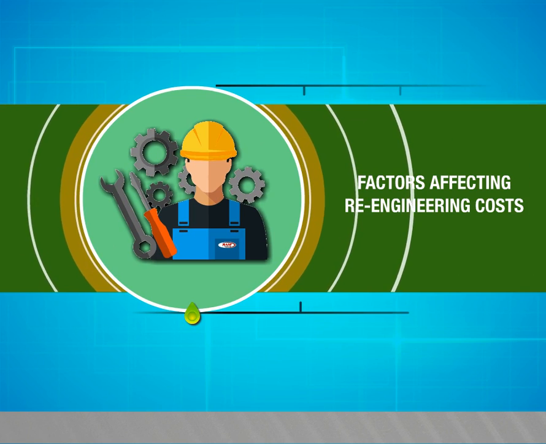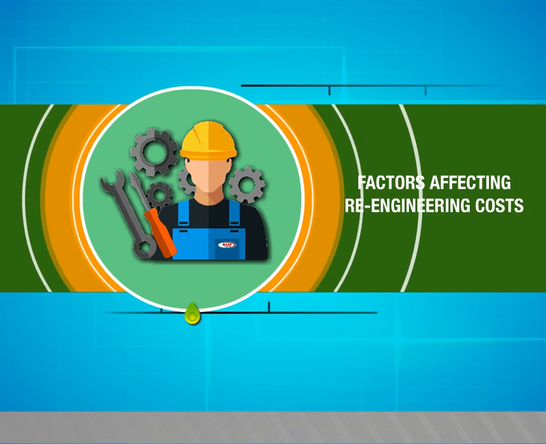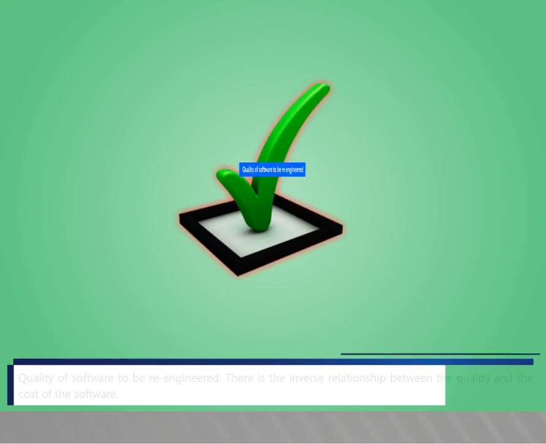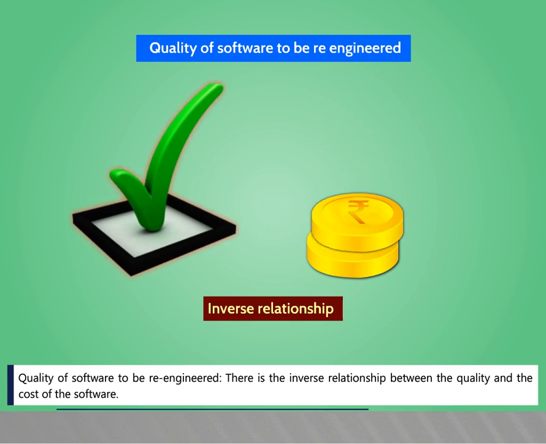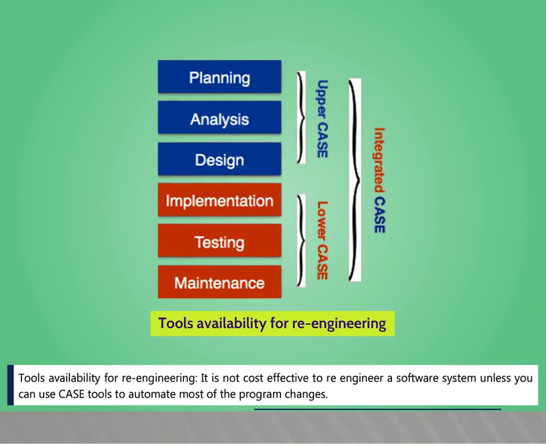Factors affecting re-engineering costs. In this video, we are going to see about factors affecting re-engineering costs. Factors that affect re-engineering costs include quality of software to be re-engineered. There is an inverse relationship between the quality and the cost of the software. Tools availability for re-engineering. It is not cost-effective to re-engineer a software system unless you can use CASE tools to automate most of the program changes.